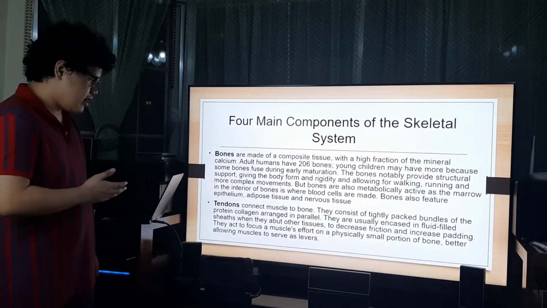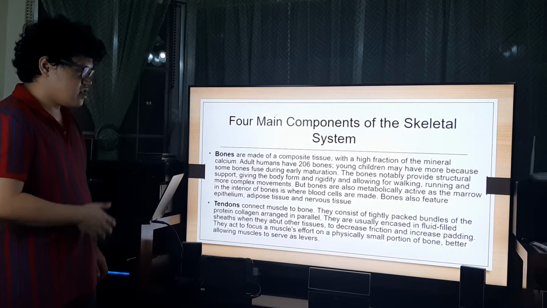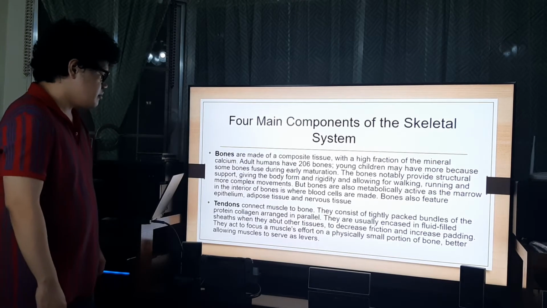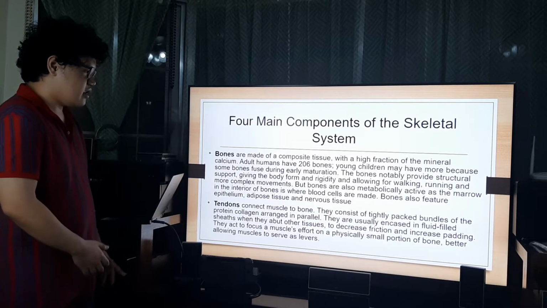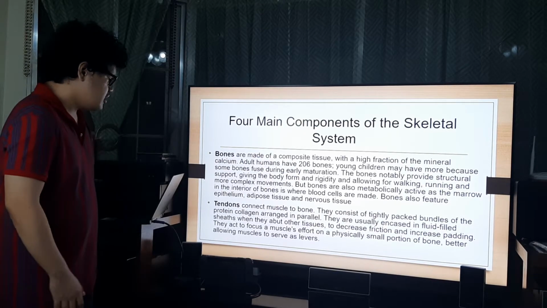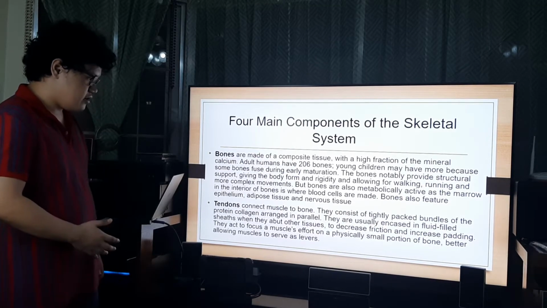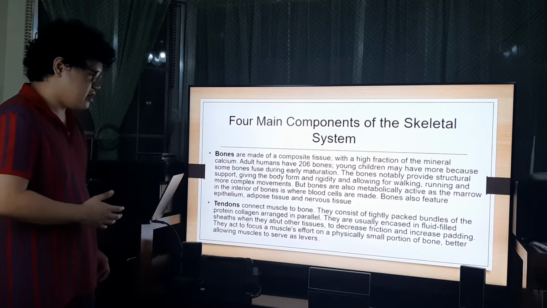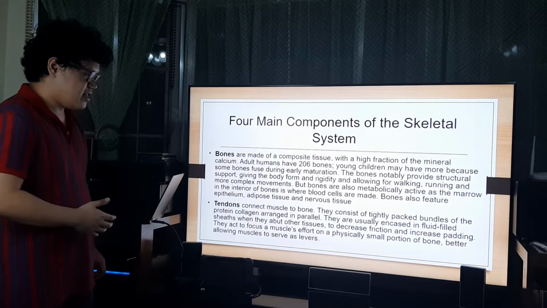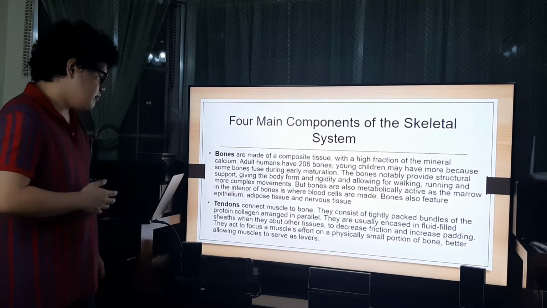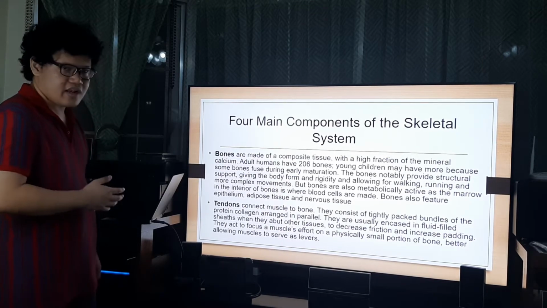Tendons connect muscle to bone. They consist of tightly packed bundles of the protein collagen arranged in parallel. They are usually encased in fluid-filled sheets when they abut other tissues to decrease friction and increase padding. They act to focus a muscle's effort on a physically small portion of bone, better allowing muscles to serve as levers.